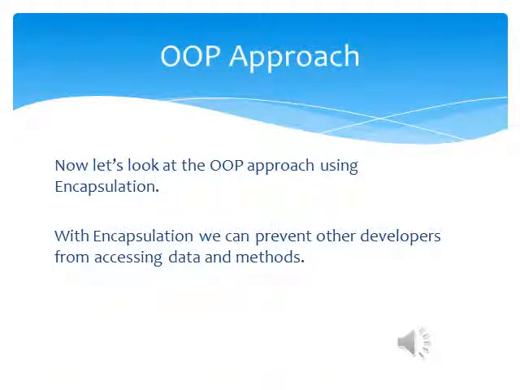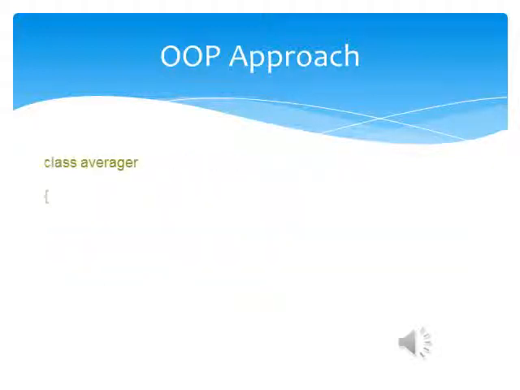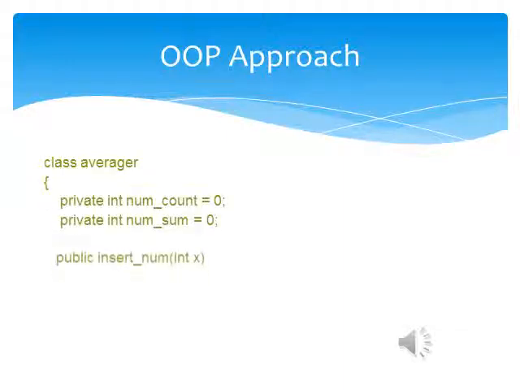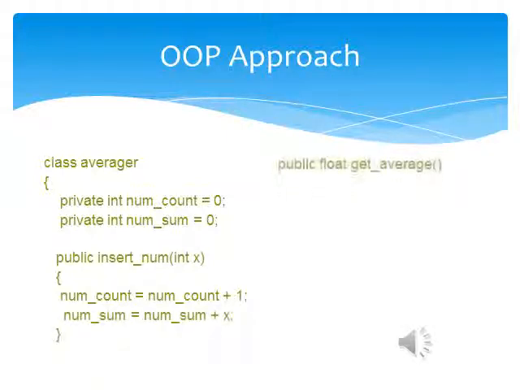Now let us look at the OOP approach using encapsulation. With encapsulation, we can prevent other developers from accessing data and methods. In this example, we define a class called Averager. It is a self-contained component of software that computes averages of sets of numbers.